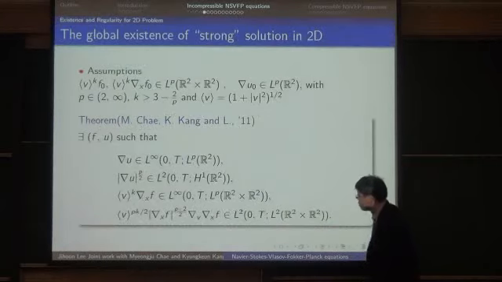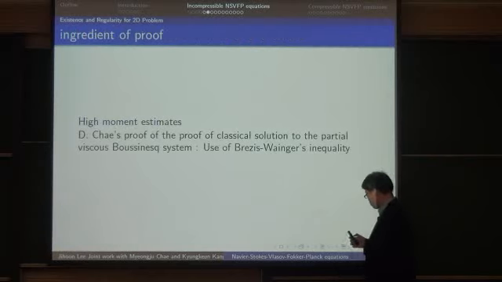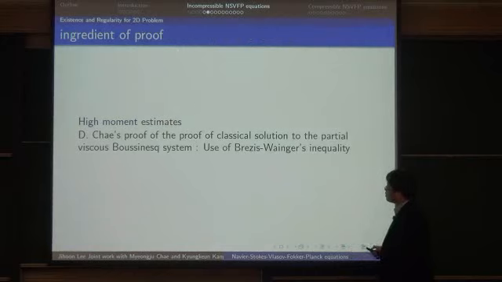So if we consider these two equations, to prove the global existence, we will use some high moment estimates, and I will show that later. And also we will use some of Professor Donghoche's proof for the classical solutions to the partial viscous Vlasov-kinetic systems. Sorry, that was a typo.